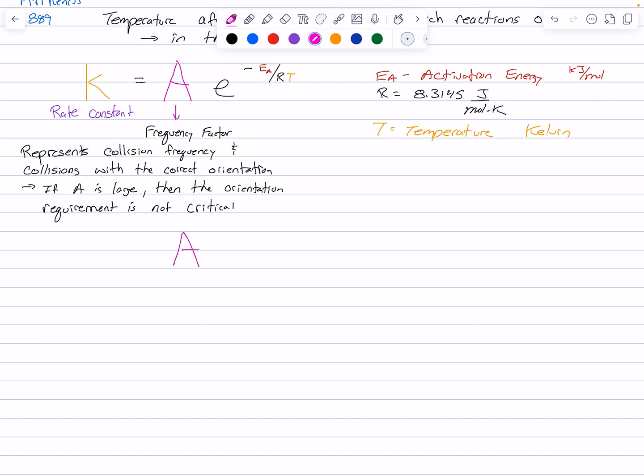All right. And so A can be broken up into two smaller letters. We'll do P and Z. P is the orientation probability. It goes from 0 to 1. So if it's towards 0, it's strict, and 1 is any orientation. So, for example, hydrogen and oxygen, H2 and O2, no matter what, their collision is pretty much going to be good, and so it's closer to 1 for P. Big biological molecules are sometimes way more strict. And Z is collision frequency, and this is typically large at ambient temperatures.